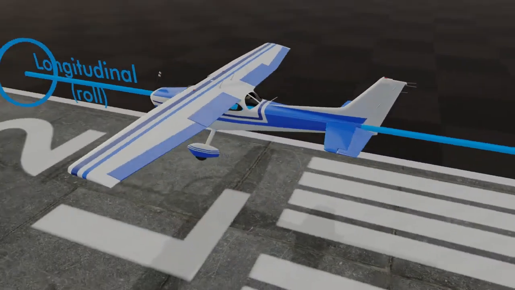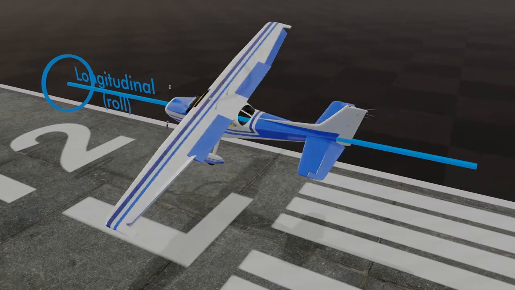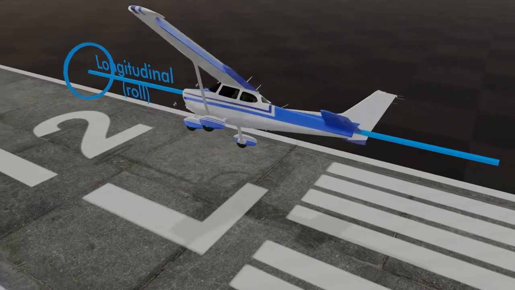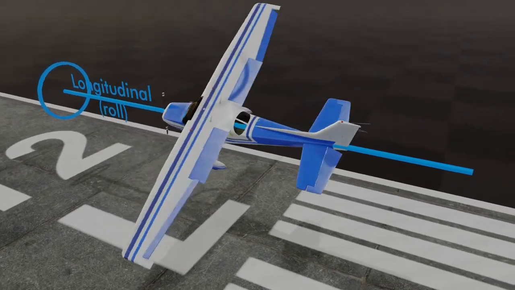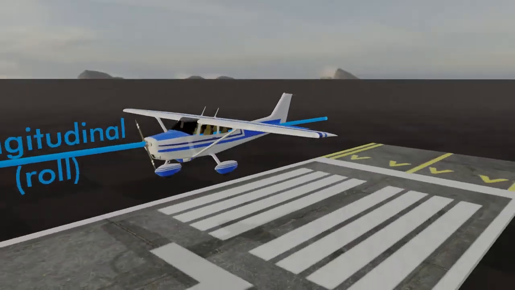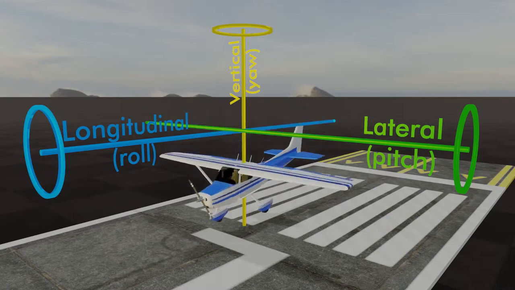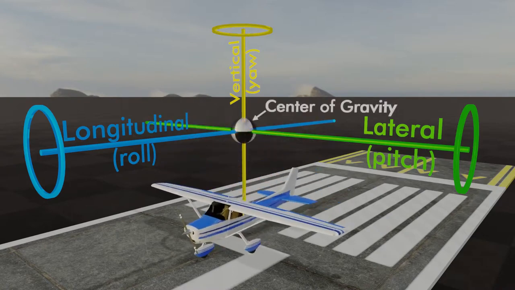Roll is also referred to as bank and is controlled by the ailerons located on each end of the wing. The two ailerons deflect in opposite directions of each other. The reason for this is that when one wing goes up, the other must go down. As mentioned earlier, these three axes all pass through the aircraft's center of gravity.